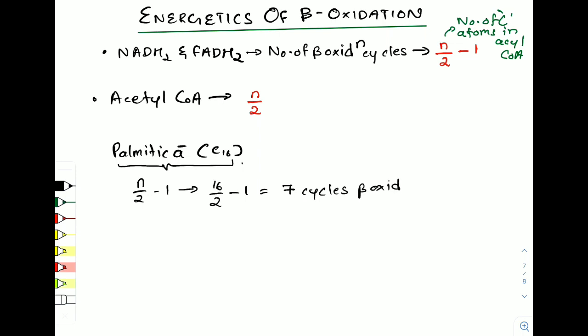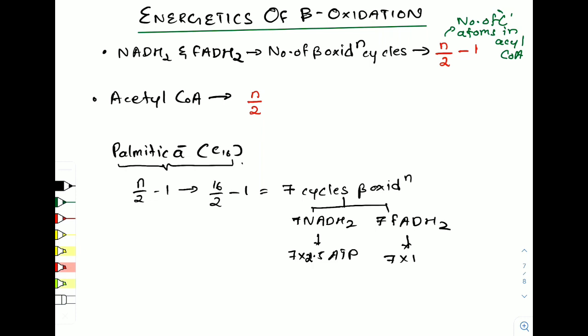So in 7 cycles of beta oxidation, we get 7 NADH2 and 7 FADH2. One NADH2 corresponds to 2.5 ATP, whereas an FADH2 constitutes about 1.5 ATP. So from that we get that around 28 ATP is produced in total.